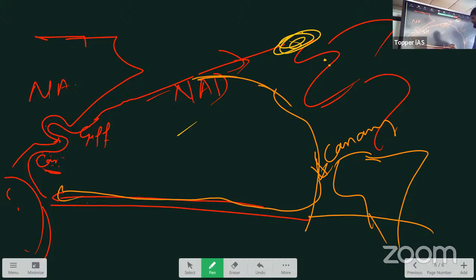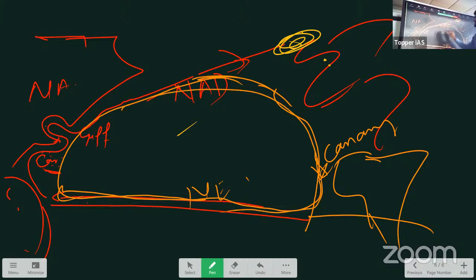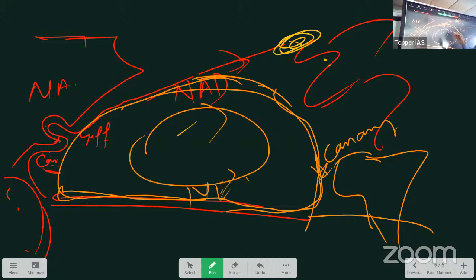What is this? North Equatorial Current. North Equatorial Current, Gulf Stream, North Atlantic Drift. Gulf Stream, then Canary Current, and this one gyre has been forming, right? Correct? So this is clockwise again.